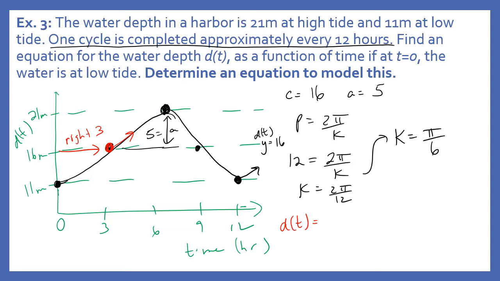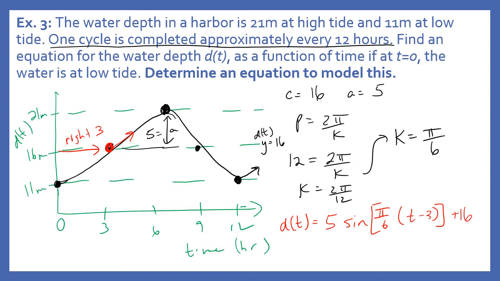So depth with respect to time, my amplitude is 5. I said I was going to pick a sine. My k value is pi over 6. And then it's going to be t, right? It's d of t, not d of x. So t, shifted right 3, so minus 3. My equation of axis, plus 16.